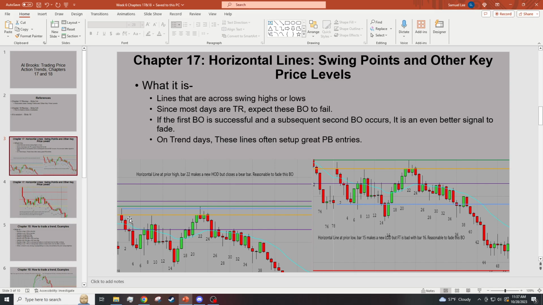So you have a horizontal line, bar 1 put in the high of day here, and then bar 22 breaks it, but it's a bad breakout. It's even a bear bar, so it's a bad bull breakout. So it's a reasonable fade, double top with 22, bar 1, reasonable fade, and you were rewarded greatly.